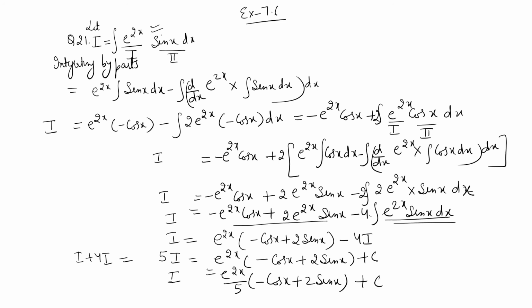Now what is the c dash? C dash is c divided by 5. So this is how we can integrate those problems in which you get repeated terms, where you have to apply integration by parts multiple times, and then again the original question appears, which can be replaced as I to get the desired answer.